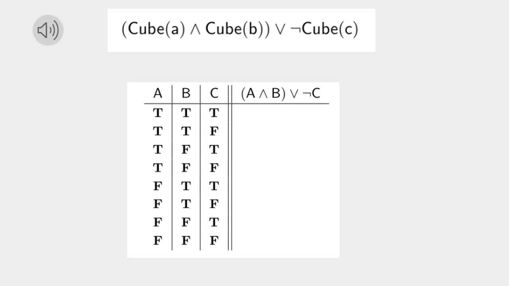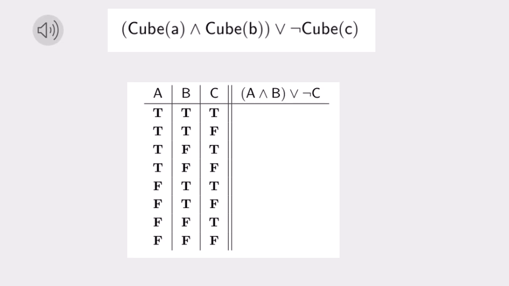And it's easiest when you have 8 different possibilities to, in the first column, put 4 T's and then 4 F's. And then in the second column, you can do 2 T's, 2 F's, 2 T's, 2 F's. And then finally, in the last column, you repeat the pattern TF, TF, TF all the way down. And that'll give you all the different possible ways of making these atomic sentences true.